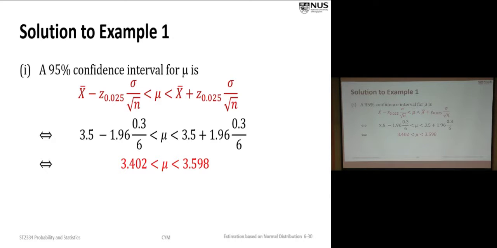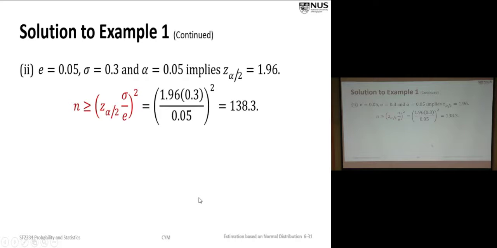All right, so I got this interval. This interval either covers the true mean or it does not cover the true mean. But I will have quite a big confidence in this interval because the formula that I used provides a probability of 95%. In other words, if you repeat this using this formula for many samples, 95% of the intervals will cover the true mean. All right? Okay, part 2.